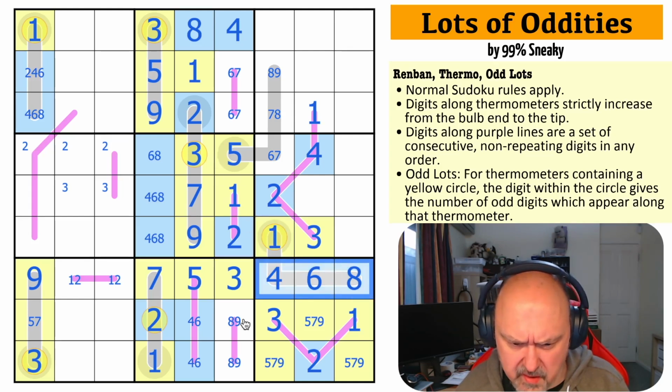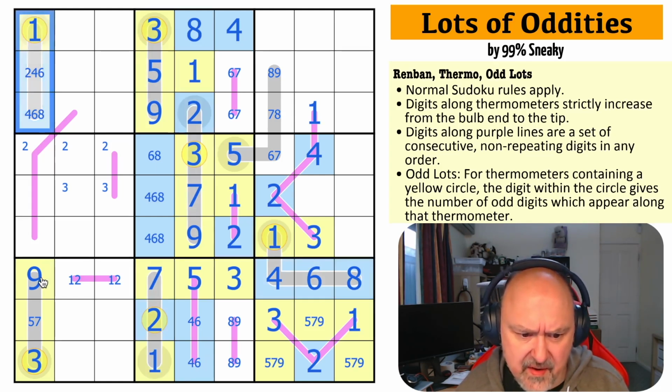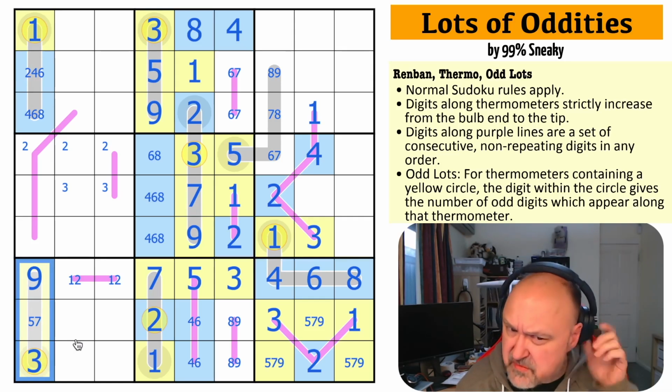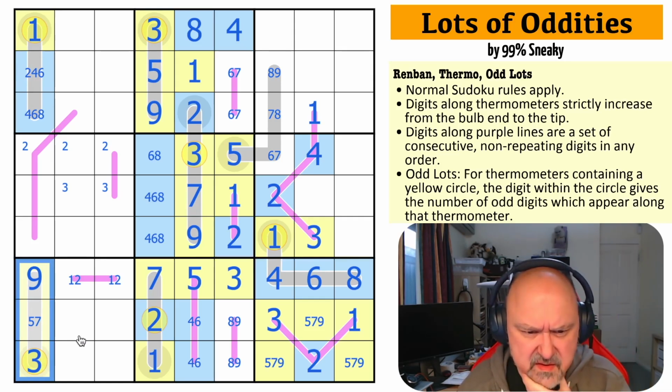I've done that one. I've done that one. So I'm now just down to normal Sudoku.